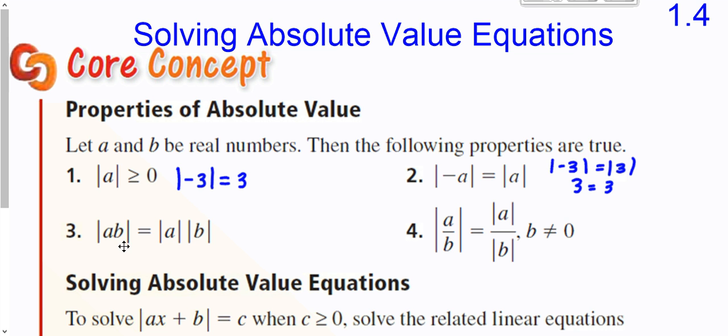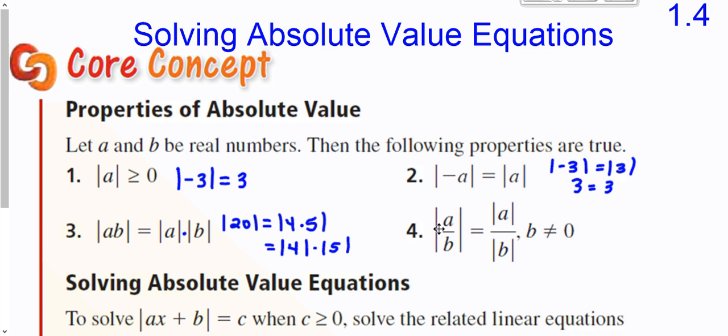Also, number 3 here, if I have the absolute value of A times B, that is equal to, I can split it up into two separate absolute values, the absolute value of A times the absolute value of B. For example, if I took the absolute value of 20, I could rewrite that as the absolute value of 4 times 5, all in the same set of bars. That is the same thing as saying the absolute value of 4 times the absolute value of 5. So you can split them up and you can put them back together as well.